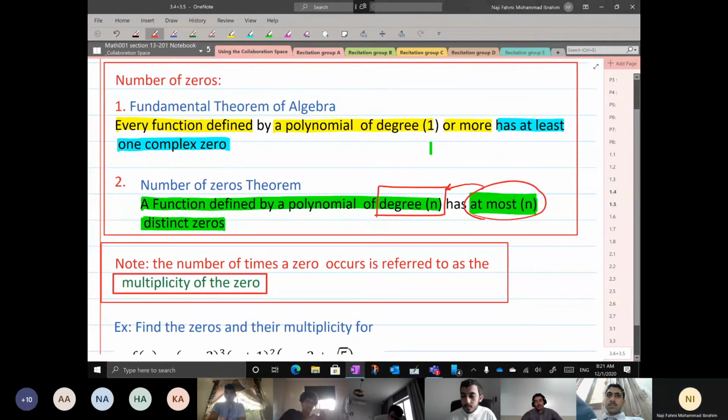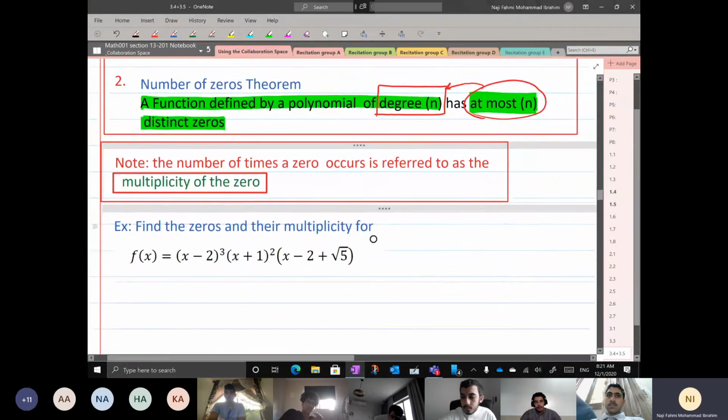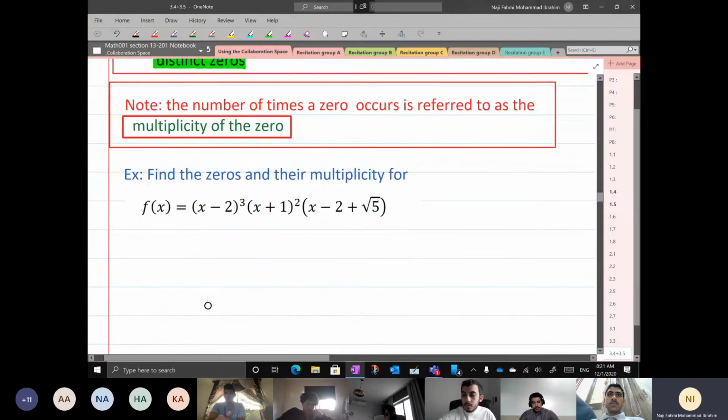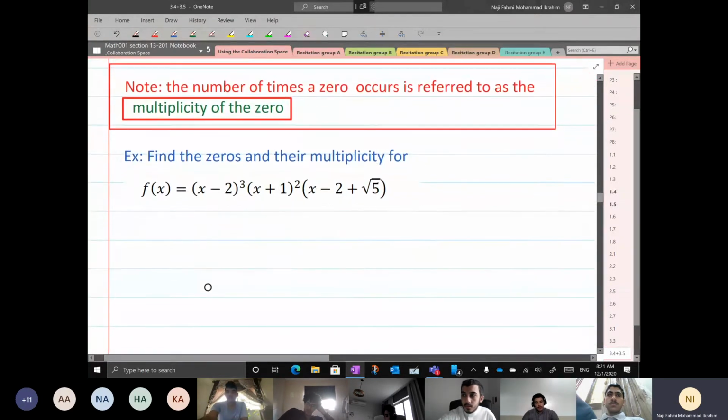Okay? We have another rule here, and this is a definition, by the way. Read this definition. What does it say, Shabab? The number of times a zero occurs is referred to as the multiplicity of the zero. First of all, what does it mean, occur?